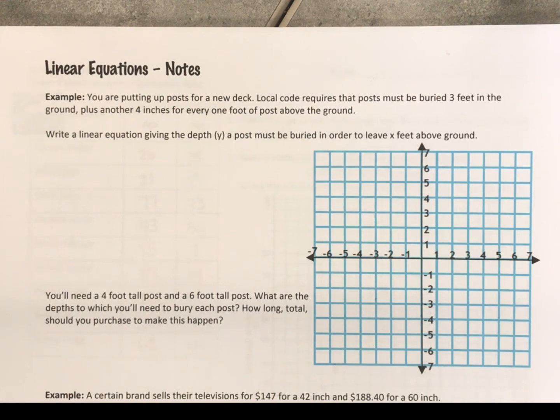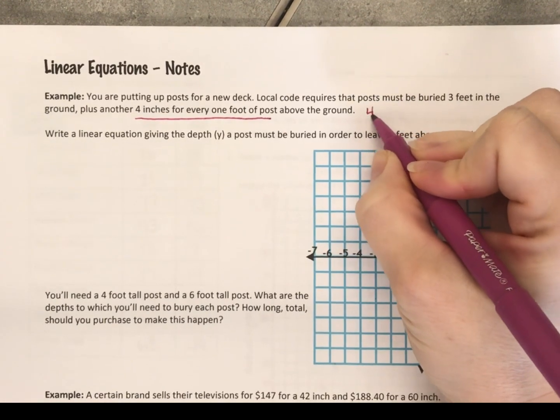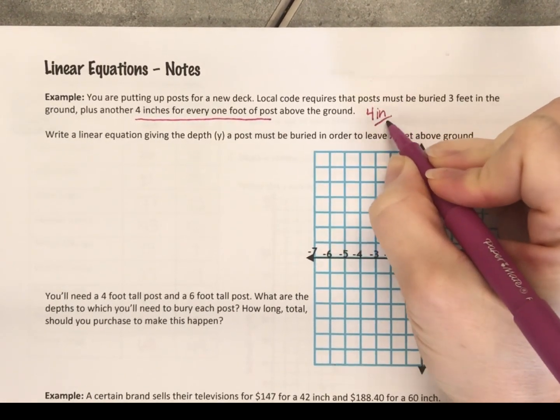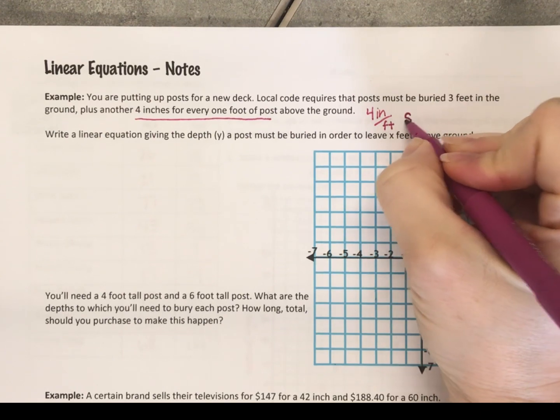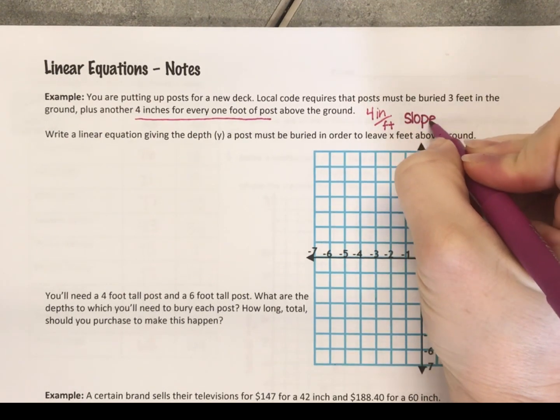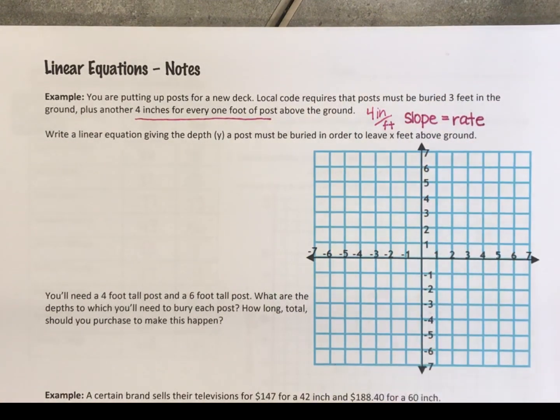The first thing that stands out to me as a trained math teacher is that 4 inches for every 1 foot of post. I read that as 4 inches per foot. And whenever I see a rate like that, miles per hour, whatever it is, inches per foot, I think of slope. So I would make a note that the slope will always be considered a rate of some sort.